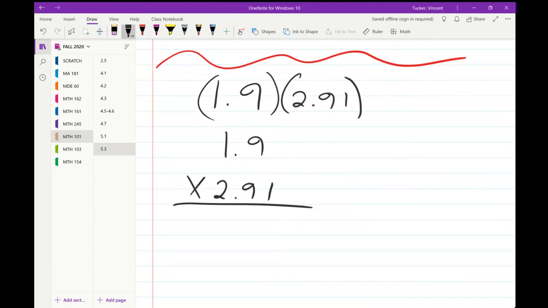So 1 times 9 is 9. 1 times 1 is 1. Add a 0. Now we use the 9. 9 times 9 is 81. Carry an 8. 9 times 1 is 9 plus 8 is 17.